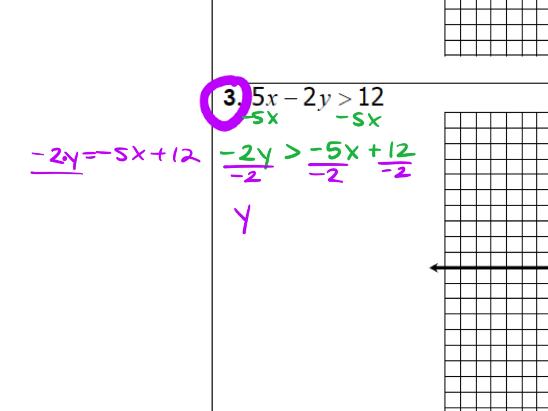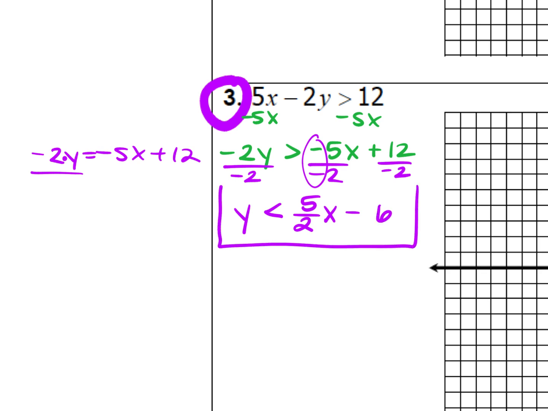What do you have to do when you divide by a negative? You got to flip it, right? So it's greater than right now. We're going to go less than. A negative over a negative is a positive. So 5 halves x. And then 12 over negative 2 is a negative 6. So you should get here. Okay? If you can get there, you've won half the battle already.